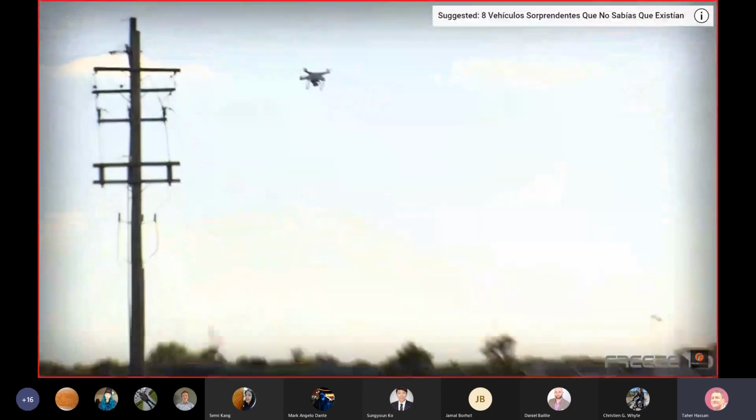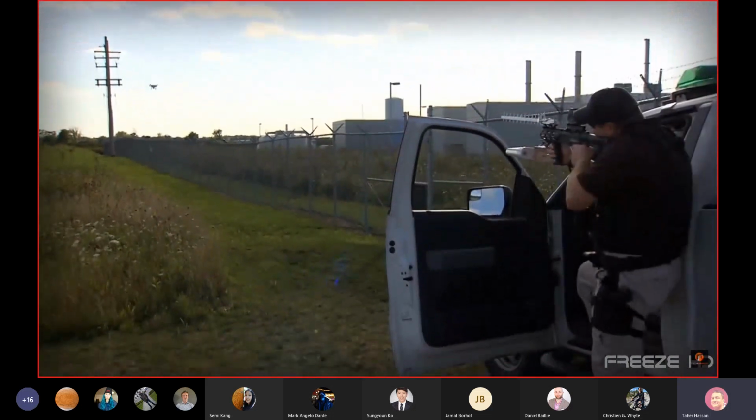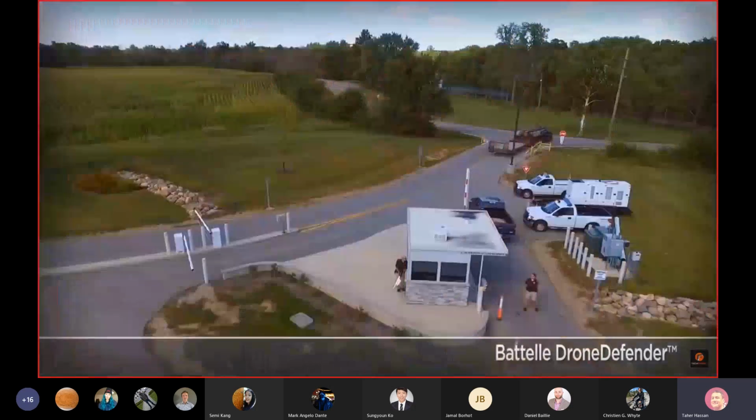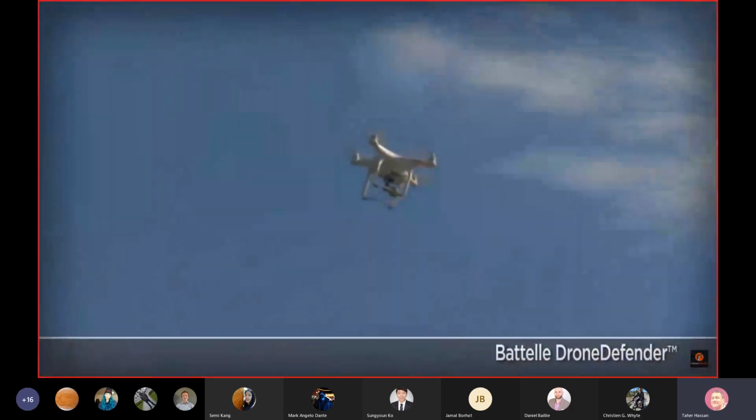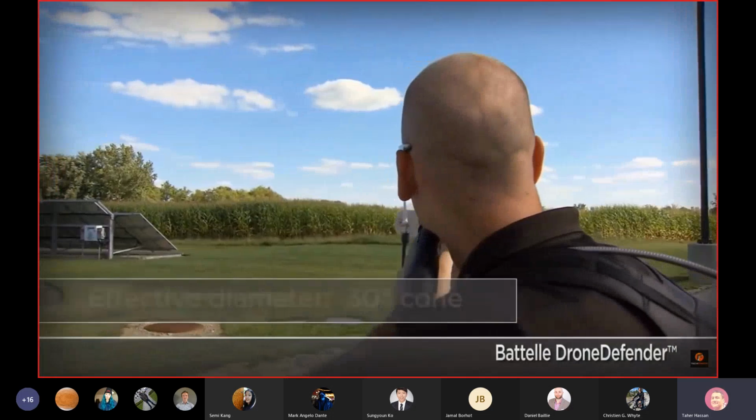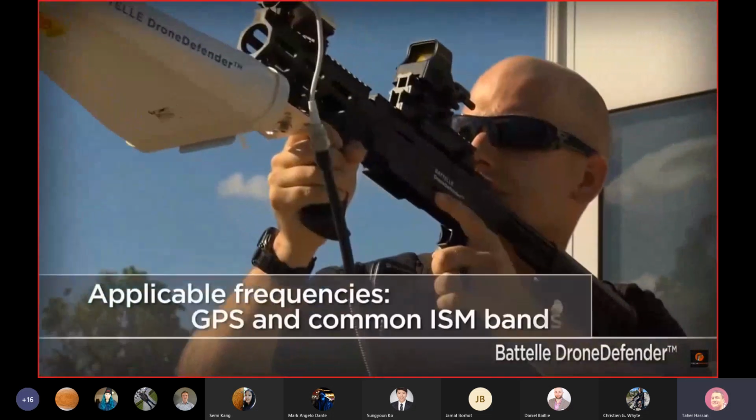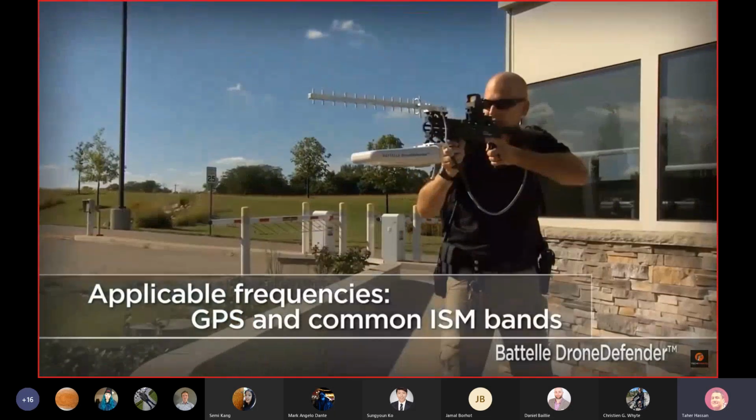Take aim and take it down. Unwanted or illegal drones, beware. It's the Battle Drone Defender from Battle Corporation, a leader in applied science research, innovation, and manufacturing. Looking like an exotic space rifle straight out of Flash Gordon or the Buck Rogers sci-fi films, this baby means business. When a rogue drone appears, the user can simply aim and fire a concentrated cone of energy that disrupts the drone's remote control signal and GPS reception, thus bringing down the drone.